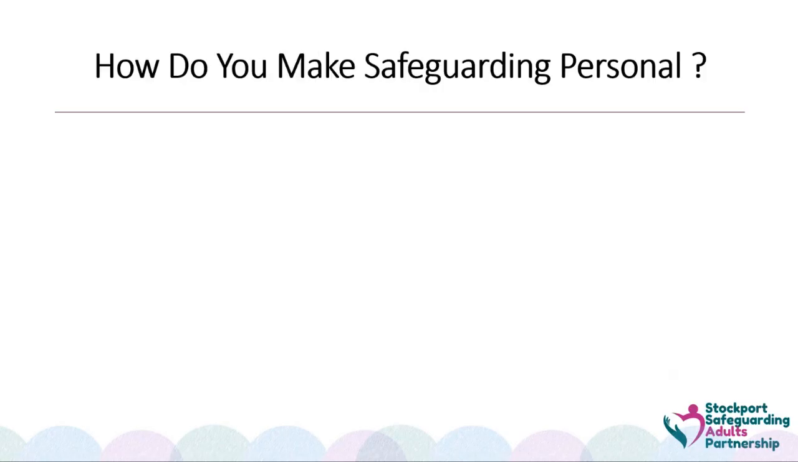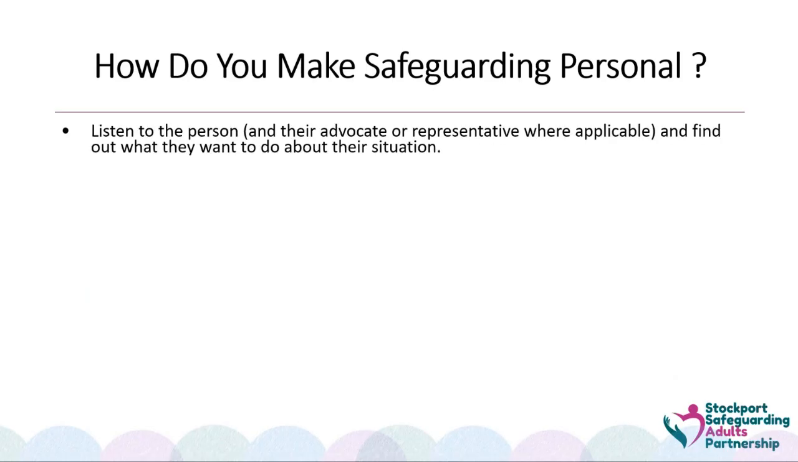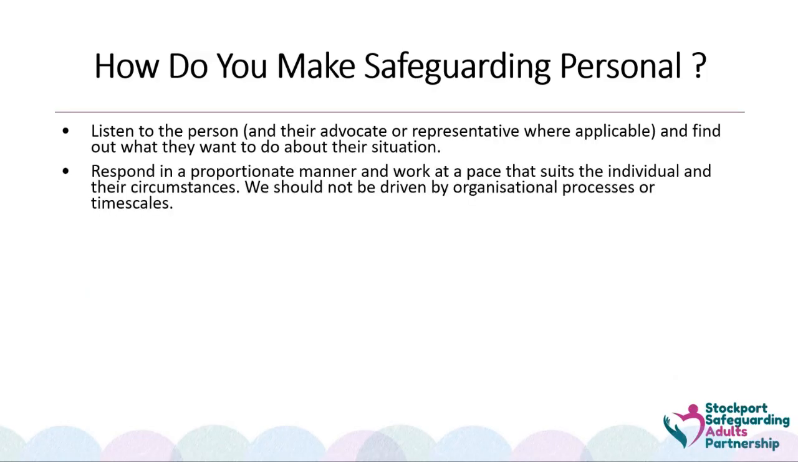So how do you make safeguarding personal? This is not an exhaustive list, it's just some examples. Listen to the person or their advocate or representative where applicable. Find out what they actually want to do about their situation, being person-centered. Respond in an appropriate manner and work at a pace that suits the individual and their circumstances. We shouldn't be driven by organisational processes or timescales. Again, being person-centred and looking at what that individual actually wants to happen in their circumstances.